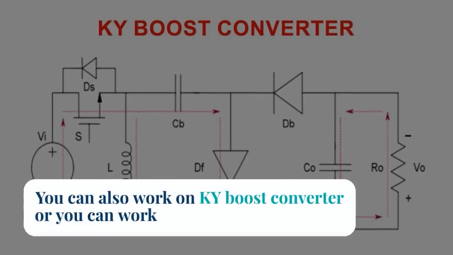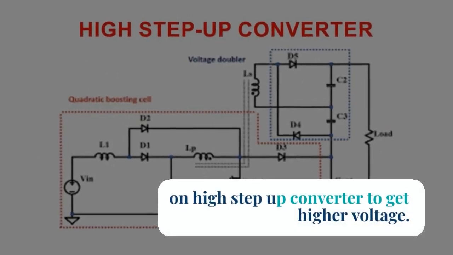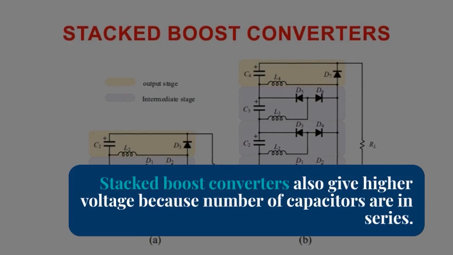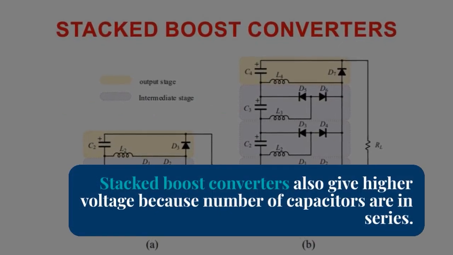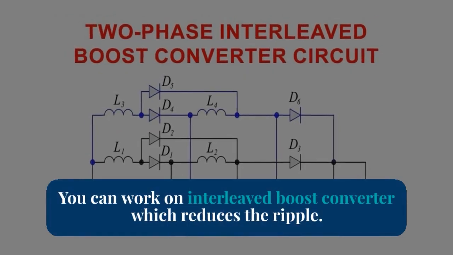You can also work on KY boost converter. Or you can work on high step up converter to get higher voltage. Stacked boost converters also give higher voltage because a number of capacitors are in series. You can work on interleaved boost converter which reduces the ripple.